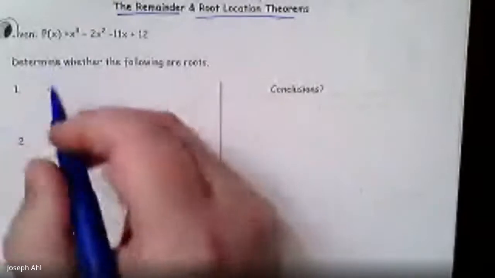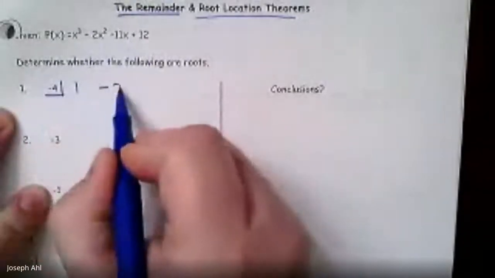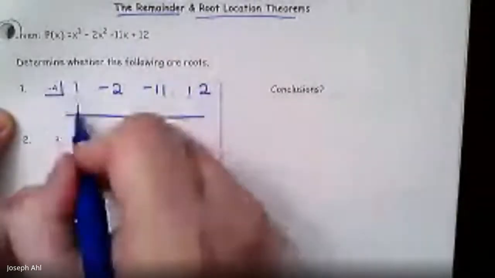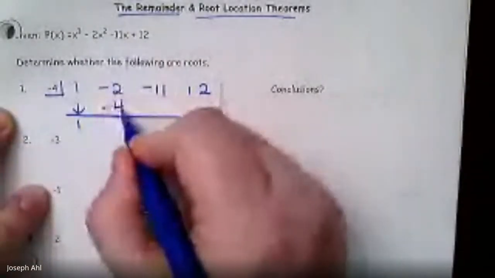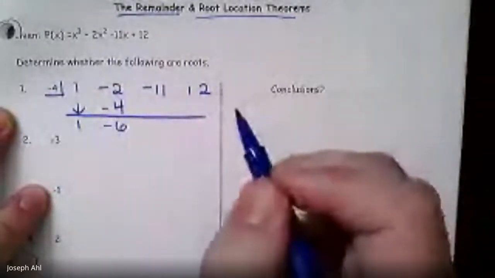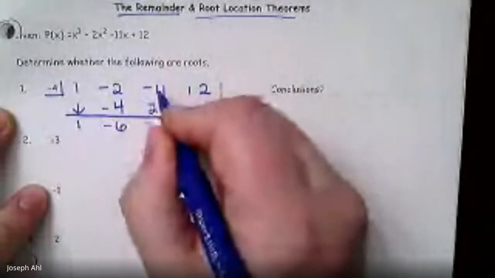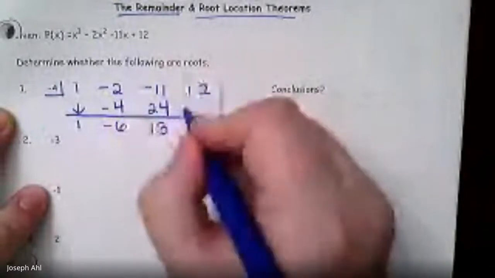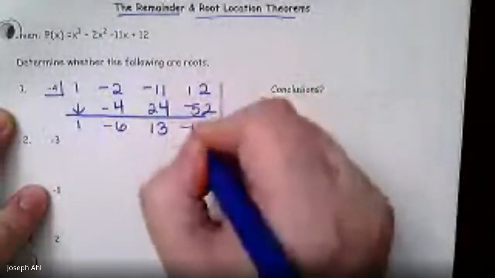So how would I test something like -4? We write the coefficients of the polynomial: 1, -2, -11, and 12. We know we've got to bring down the 1. So 1 times -4 is -4, plus the -2 above it is -6. -6 times -4 is positive 24. 24 plus -11 is 13. And 13 times -4 is -52. And -52 plus 12 is going to be -40.